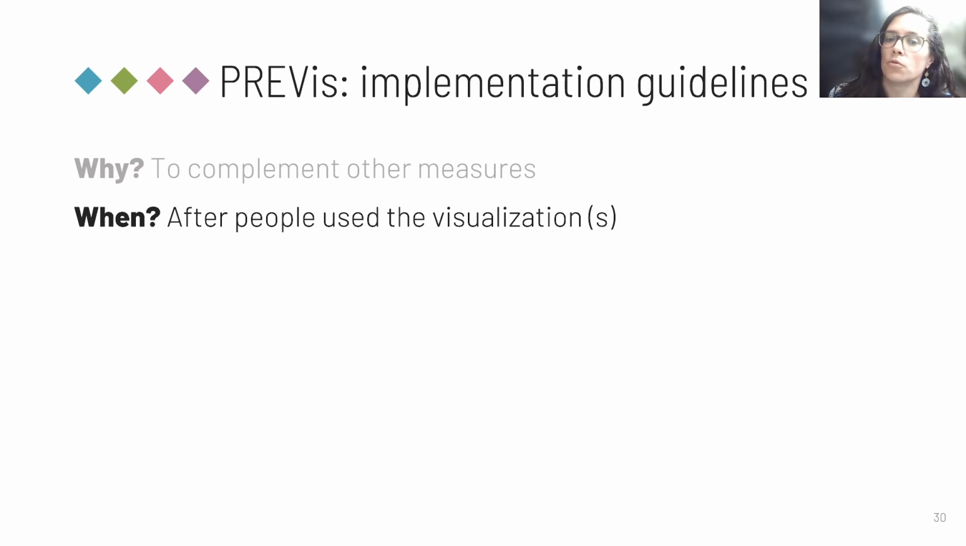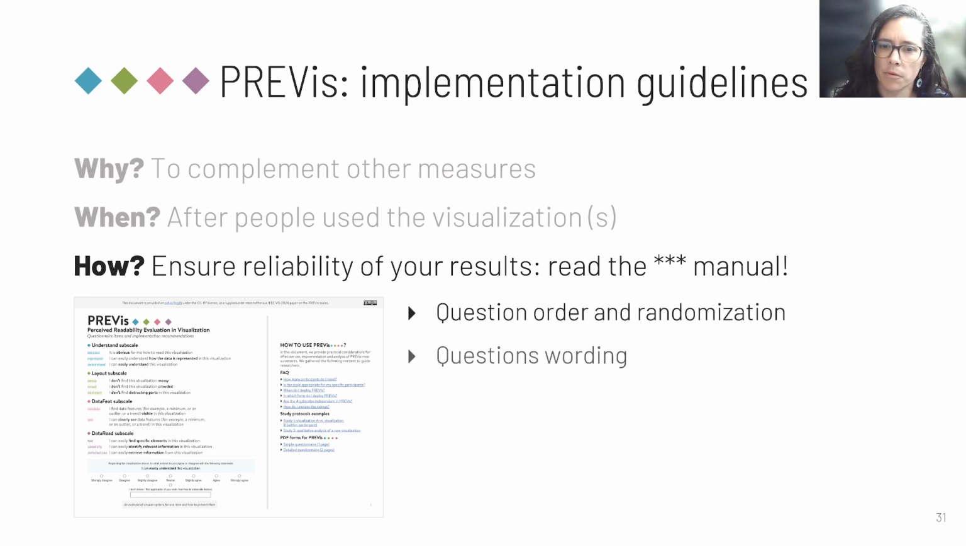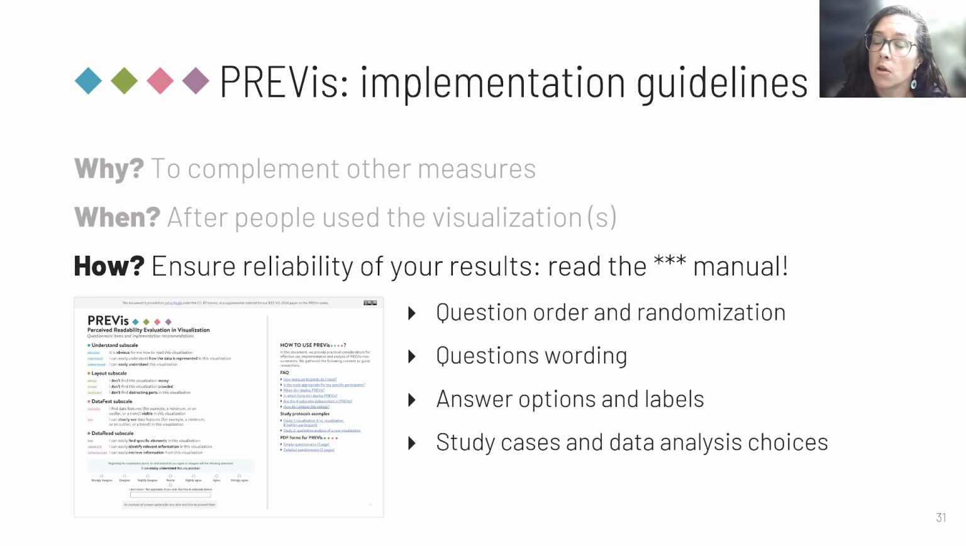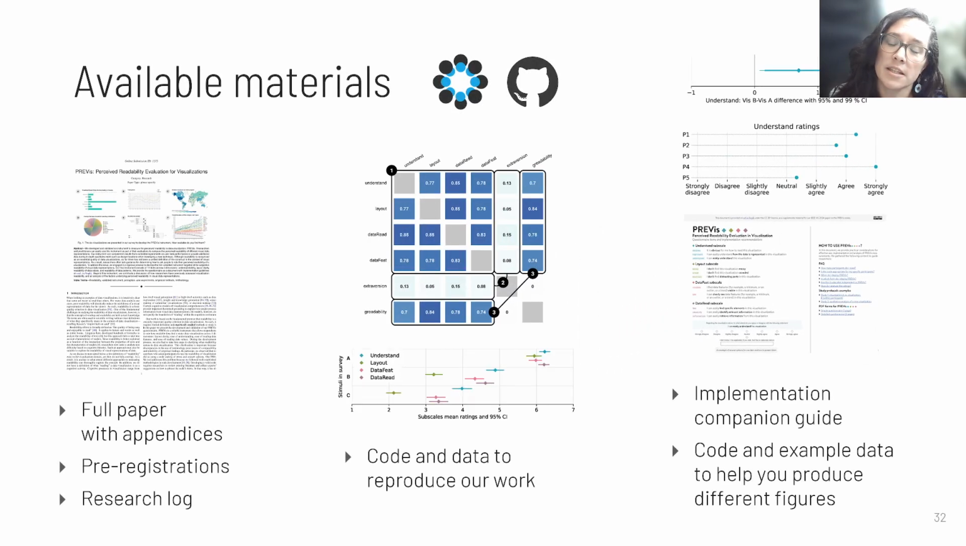Finally, there are a few important practicalities to know in order to ensure a high reliability of the data you will collect with PREVis. To help with that, we provide a hands-on companion guide with examples of study protocols. That companion guide and many other supplemental material can be found on OSF and GitHub, including the data and the code to reproduce our work or to produce figures for your own data analysis.